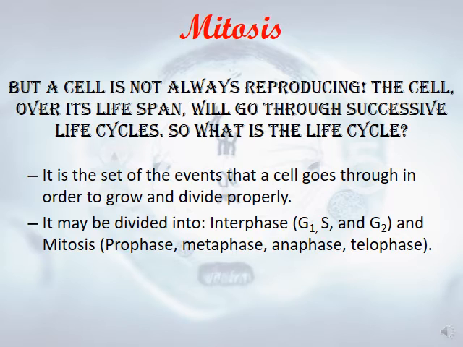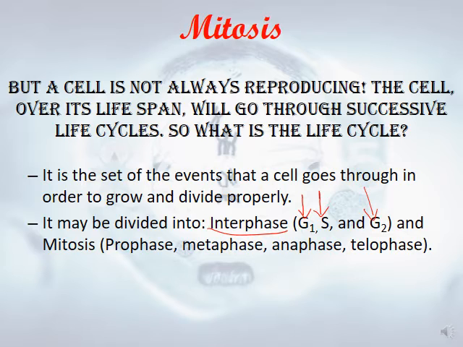Is the cell always reproducing? The cell over its lifespan will go through successive life cycles. So first, what is the life cycle? The life cycle is the set of events that the cell will undergo in order to grow and divide properly. It may be divided into interphase, which has three checkpoints: G1, gap 1, S, synthesis phase, and G2, gap 2. And we have mitosis, which includes prophase, metaphase, anaphase, and telophase.